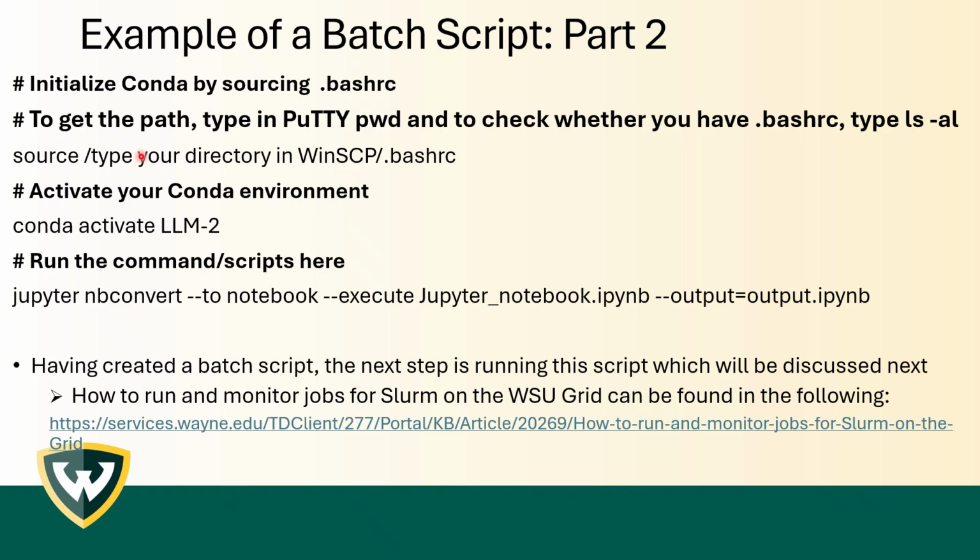After initializing conda, we can now activate our conda environment, which was previously created, and in this case, our conda environment is LLM2. And then we can use the nbconvert package in order to get an output as a Jupyter notebook. Having created a batch script, the next step is running the script, which will be discussed next. Here we should note that in order to learn how to run and monitor jobs for Slurm on the WSU grid specifically, you can use the following link.